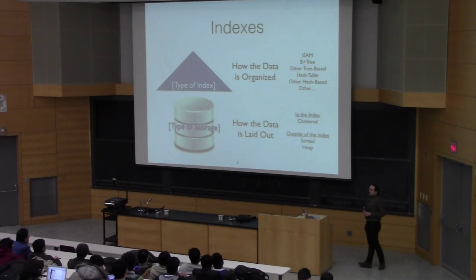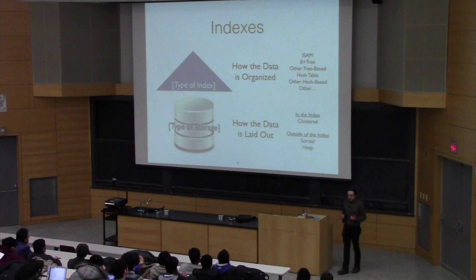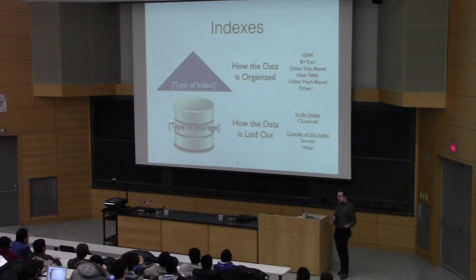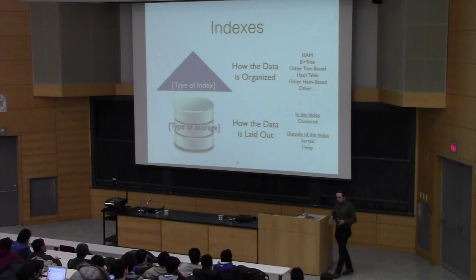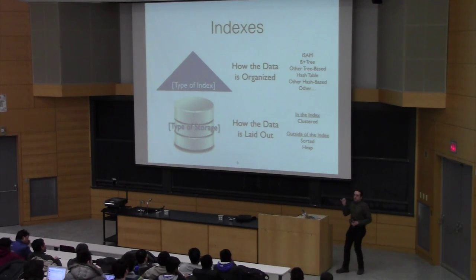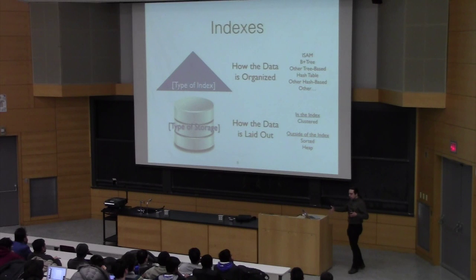Also want to differentiate, so this essentially establishes differentiation between the indexing strategy and the data organization strategy. An ISAM or a B-tree or any other kind of tree or hash-based index is basically going to be a way of telling you where the data is located. And then you can also coordinate this pointer structure with the actual organization of the physical data.